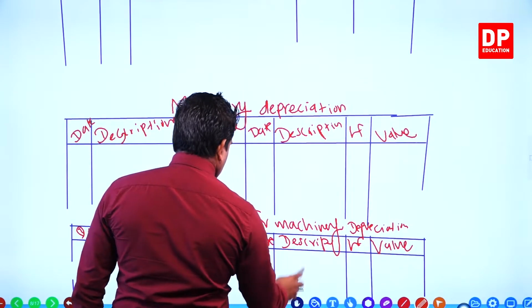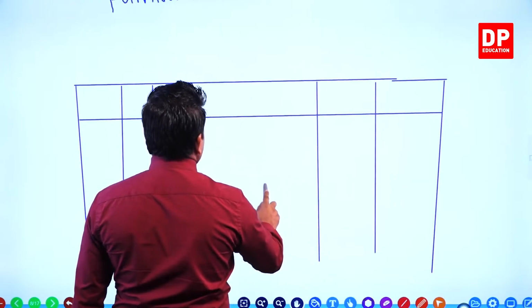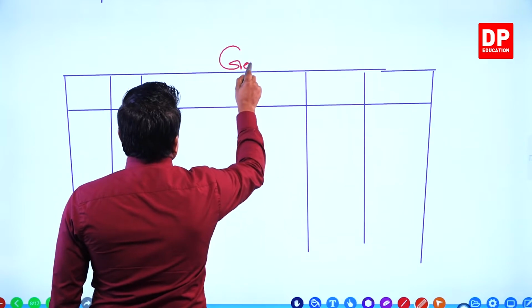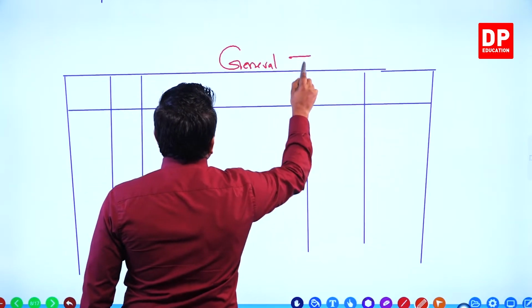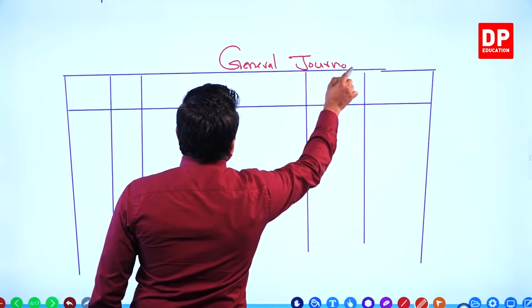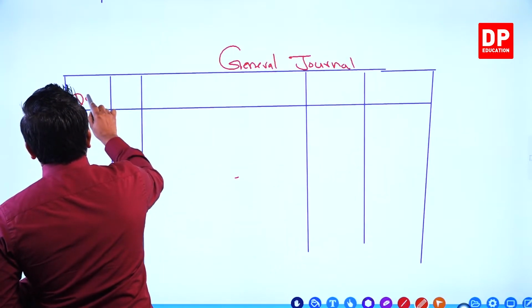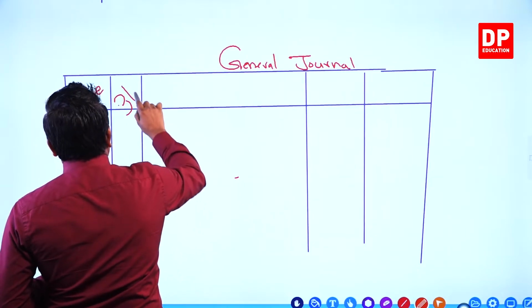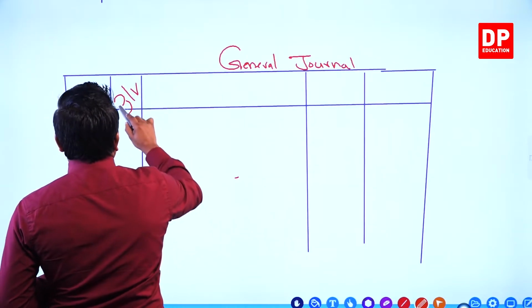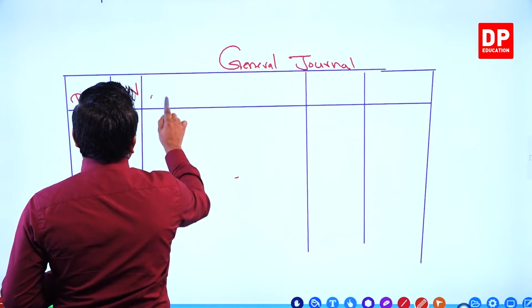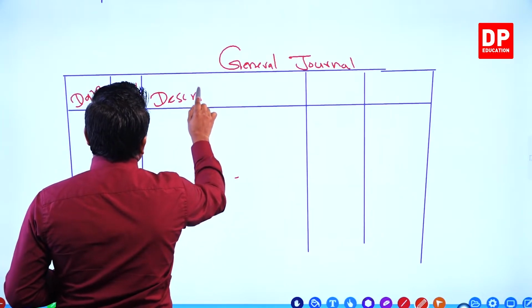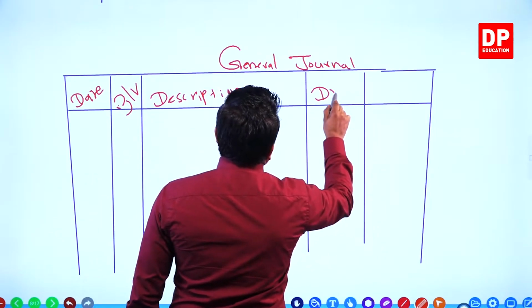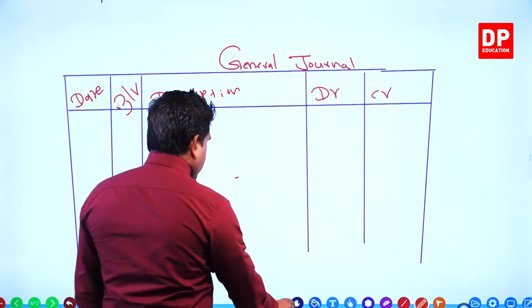Okay, now the only one that remains is the general journal. General journal. Date, this is journal voucher, right? Journal voucher. Description, debit and credit.